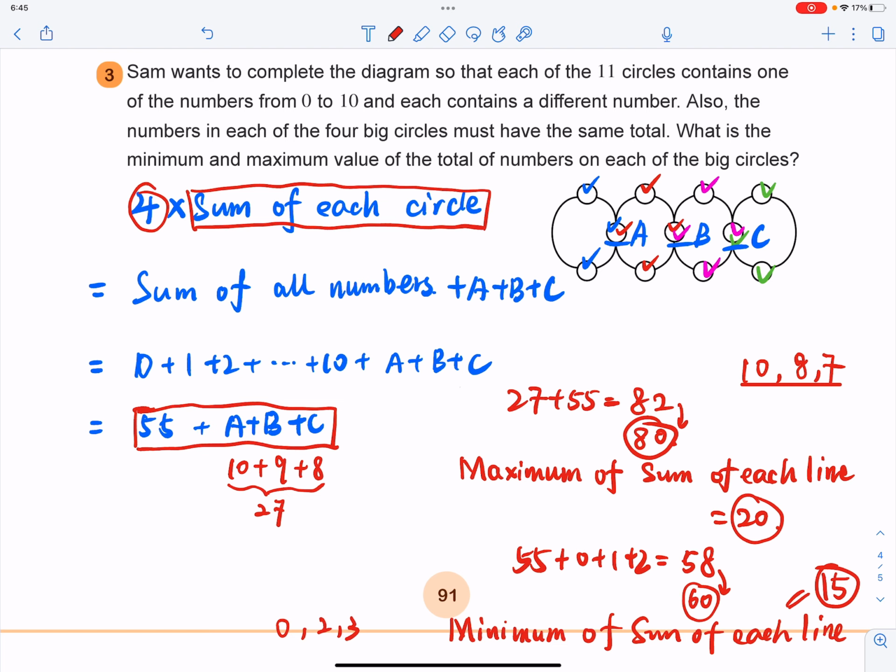Okay? So, final answer. Let's repeat this. The maximum of that value will be this number 20 over here. And the minimum of this value of the total of the numbers on each big circle will be 15. Okay, so the range is from 15 to 20. That's it for this question.